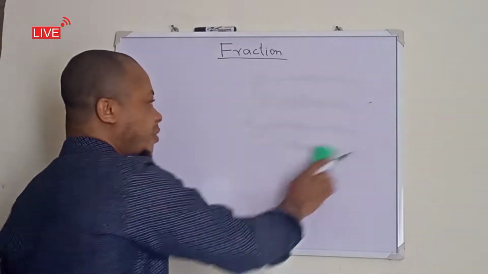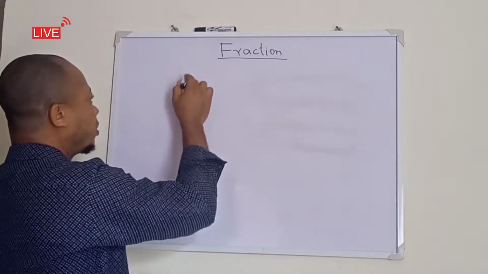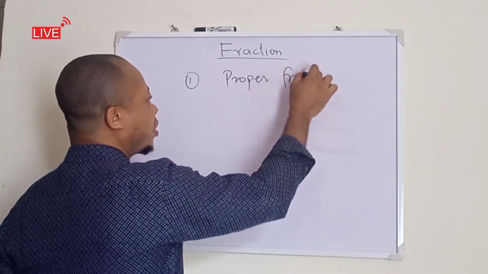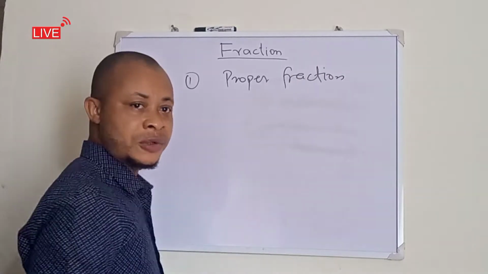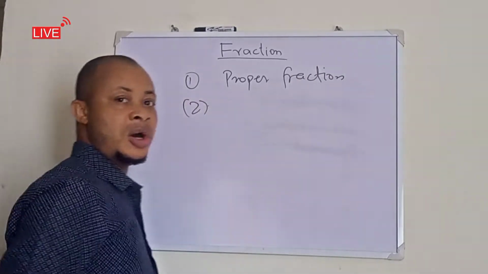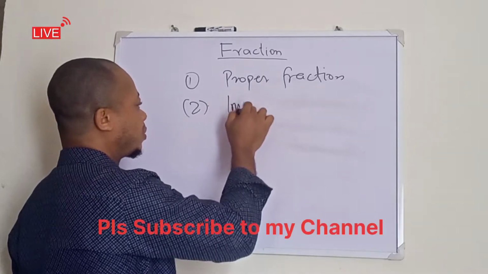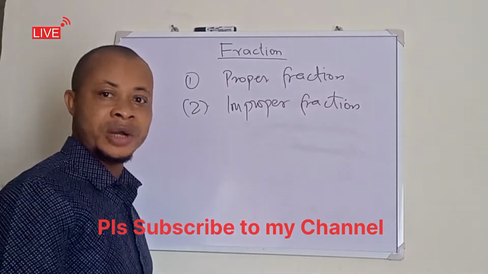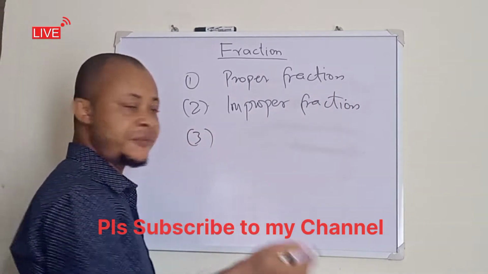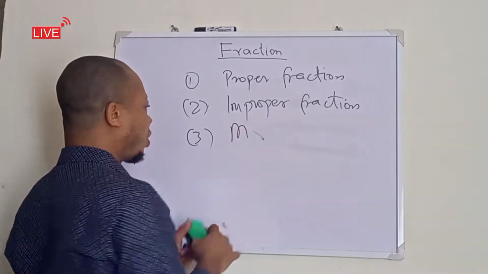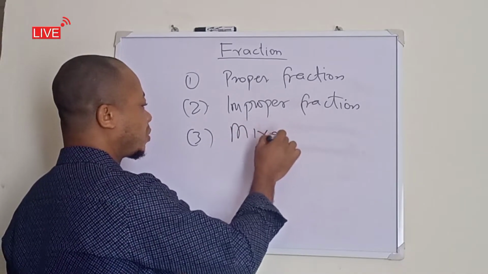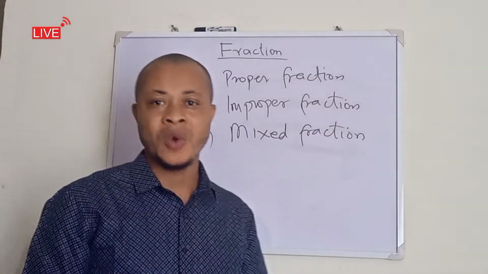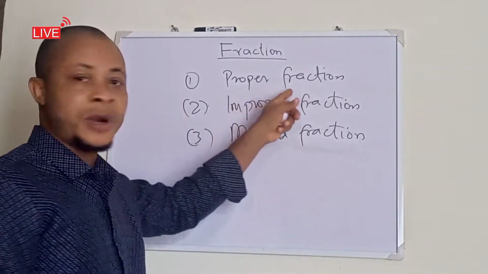We have 3 main types of fraction. The first one is called proper fraction. The second one is called improper fraction. While the third one is called mixed fraction. I'm going to explain all these one after the other. Now let me start from proper fraction.